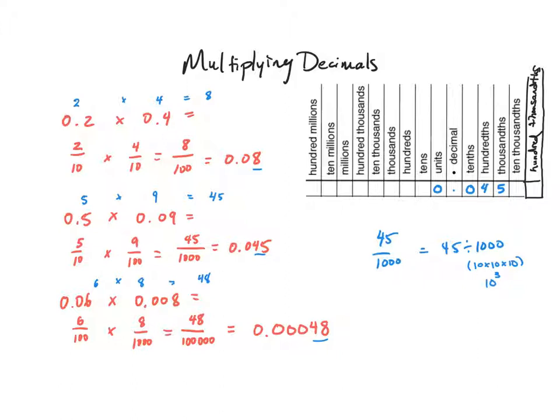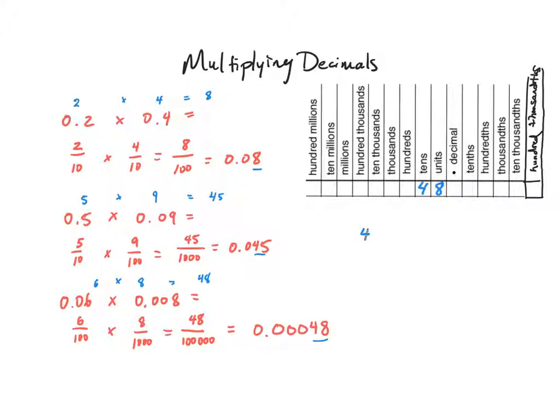Let's now take a look at the last example that I have up here. So let me erase what I just wrote. On my last example, I had 6 hundredths times 8 thousandths, but I'm going to treat it like 6 times 8 is 48. Then I'm going to deal with the hundredths and the thousandths by dividing that. So I'm going to go ahead and write 48. And then after that, I know I'm going to have to do something with hundredths and something with thousandths.